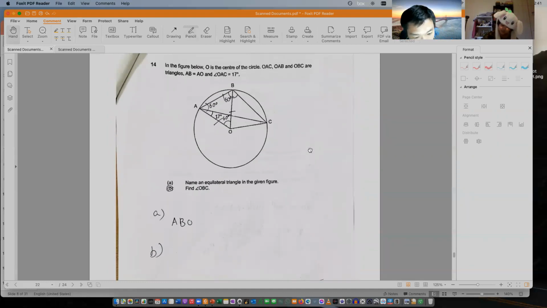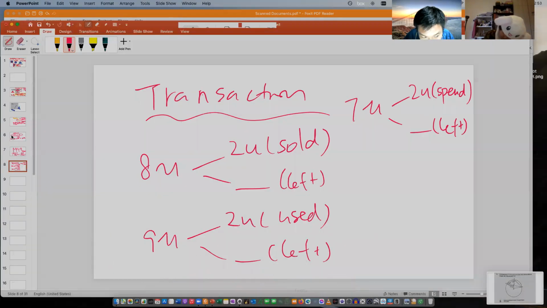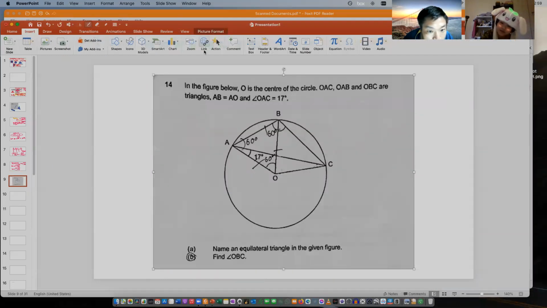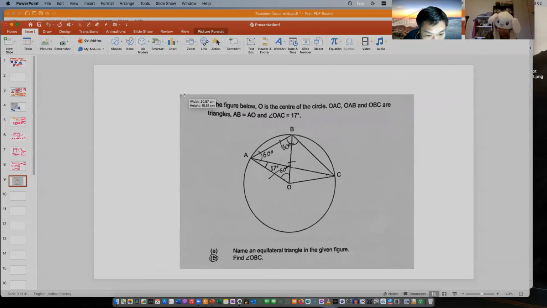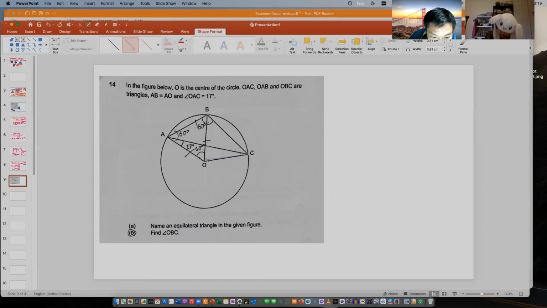Finally, this question. Okay, let me get this question into the PowerPoint. This question is very hard. Is this question very hard? Yes. Okay, let's take a look at it together. So over here, the main concept for this question is, I want you to realize one thing. As long as you have the center of the circle, all these are the radius. And let me tell you why you need to pay attention to radius.